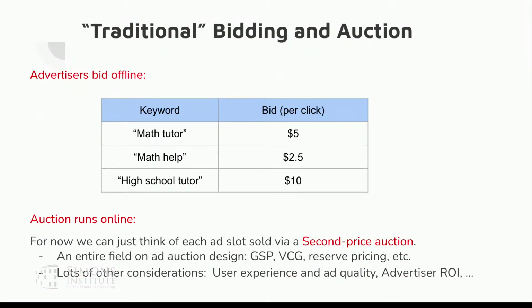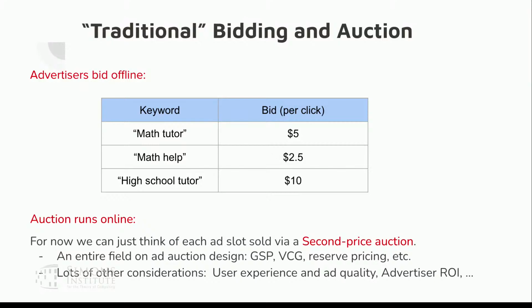And I'm sure most of you are aware of this, but just a brief background. How do advertisers bid on Google to get their ads shown at the correct relevant places? I'm going to call this the traditional bidding and auction setup, because I'm going to next talk about auto bidding. So imagine you are a math tutor in Berkeley. You come to the search engine and say, here are the keywords I'm interested in, and here are my bids for those keywords. So if a user is searching for math tutor within the Berkeley region, then please show my ad, and I'm willing to pay up to $5 if the user clicks through, and so on.